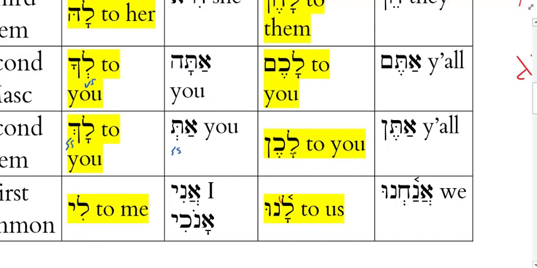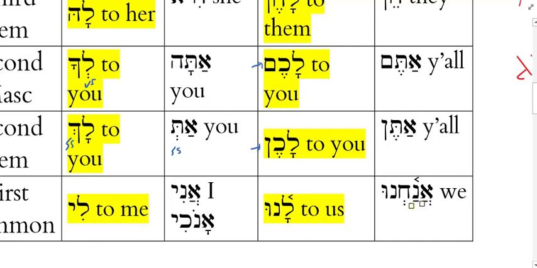Okay, and to you women is lachen, everybody? And compare that with y'all women, aten. So again, N, but tav versus kaf. Okay, and again, that means that these two are similar to each other. The only difference is the mem versus the nun, right? Lachem to y'all male, lachen to y'all female. And then on the first common plural side, it's lanu, to us.